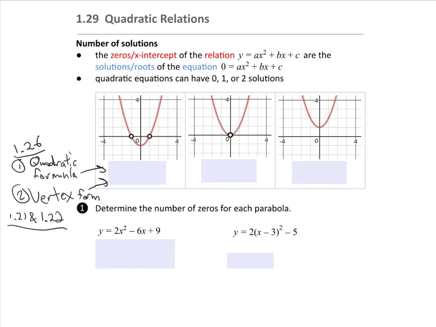The number of solutions. The zeros or x-intercepts of the relation y equals ax squared plus bx plus c are the solutions or roots of the equation 0 equals ax squared plus bx plus c. So whenever I'm talking about the solutions, I'm talking about the x-intercepts or the zeros. There's a lot of terminology that just means essentially the exact same thing.